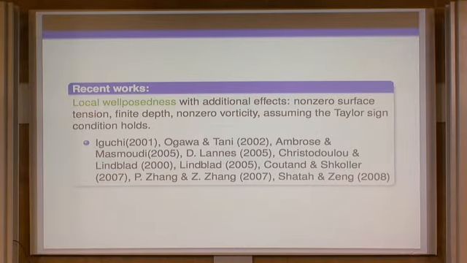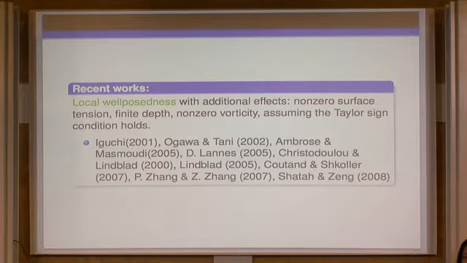Recent work has generalized in many directions. Now you can also add non-zero surface tension, and you can also add a bottom. Again, this bottom has to be strictly away from the interface. And you can also add non-zero vorticity. But in all these cases, the Taylor sign condition doesn't hold automatically.